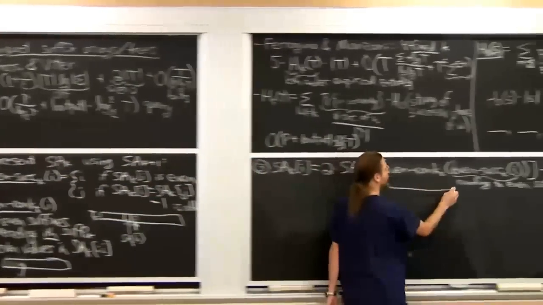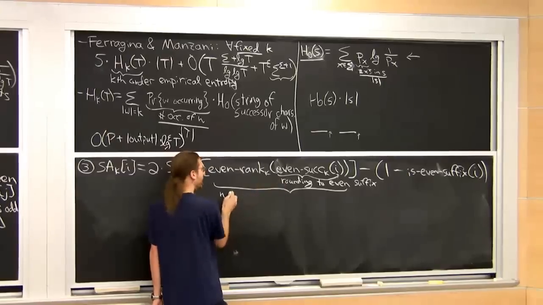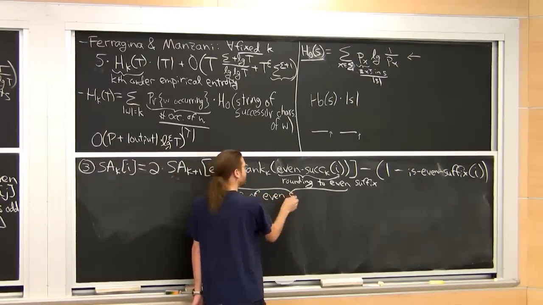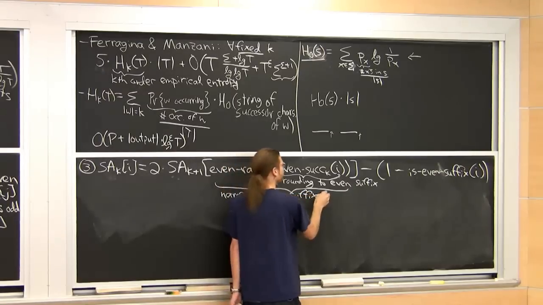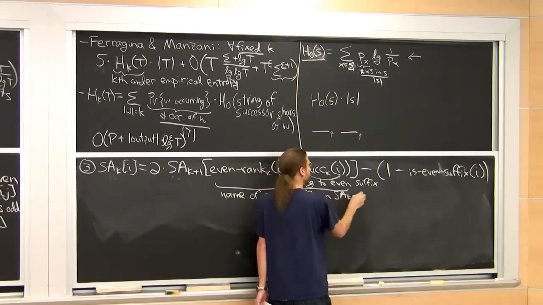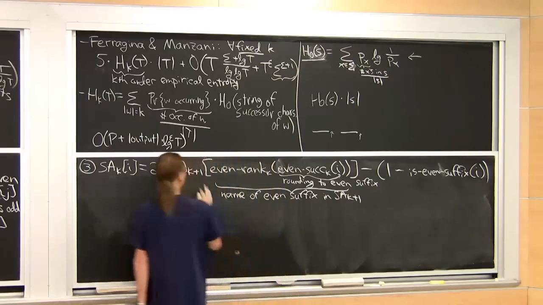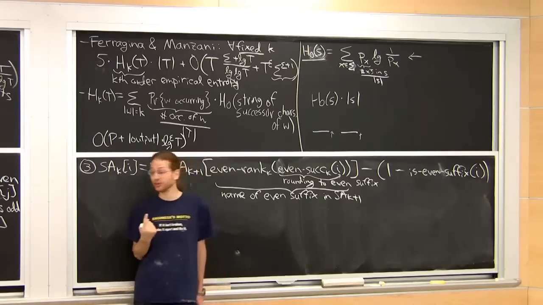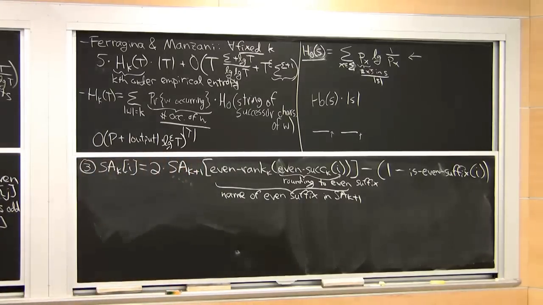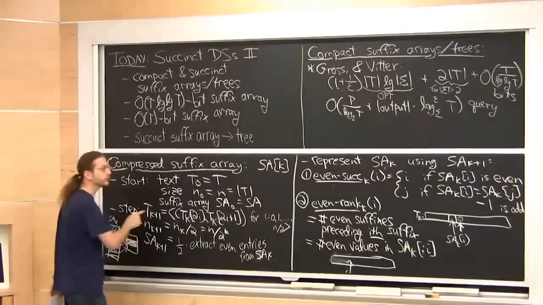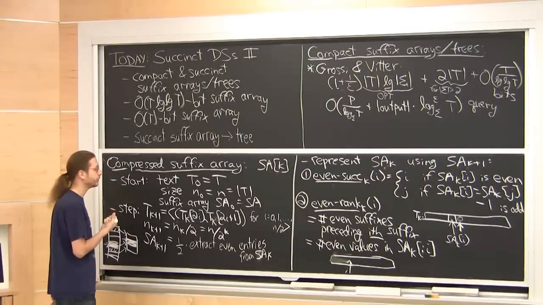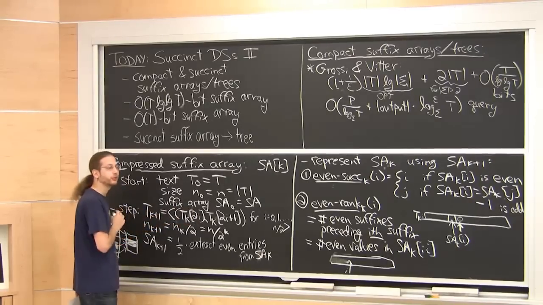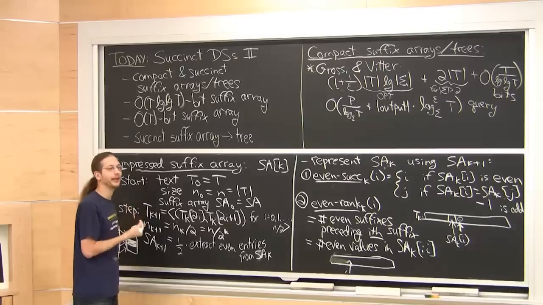So this is what I would call the name. We've now rounded to an even suffix, but now we need to find the name of that even suffix in SA_{k+1}. So that's exactly what even rank does. Now we can dereference SA_{k+1} of that thing. That gives us a position into the text T_{k+1} where that suffix begins. Now that's an index into this divided-by-2 string. We need to uncompress that to an index into the actual string.